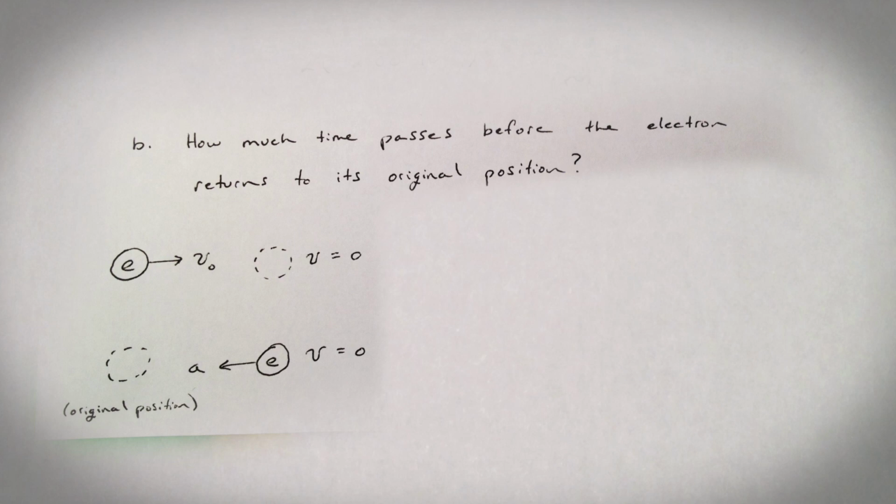To find the time that passes before the electron returns to its original position, we have to use two separate instances of kinematics. It's similar to a problem where a ball is thrown in the air and then accelerates back down to the ground, because you can't use one equation to describe the entire trip. You have to just analyze the trip upward and then analyze the trip downward.